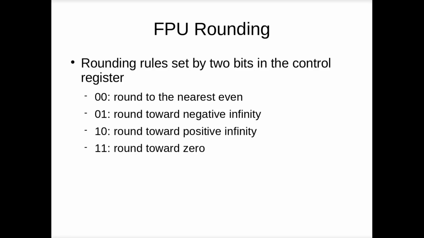And then if you have 1, 1 in binary, it's always going to round towards 0. So if it's a positive number, it's always going to round down. If it's a negative number, it's going to round up towards 0, essentially.